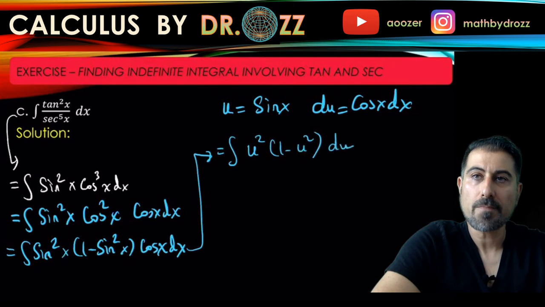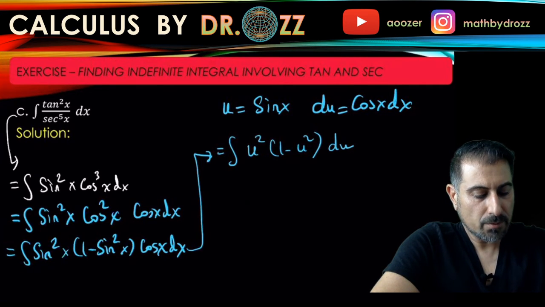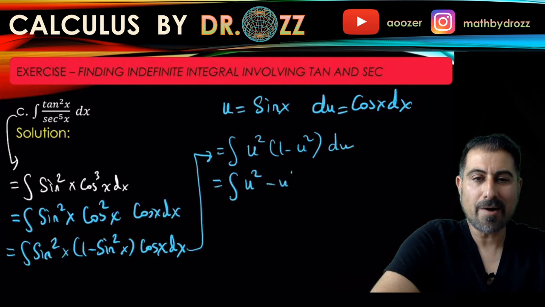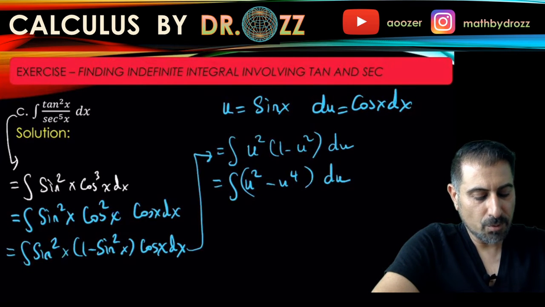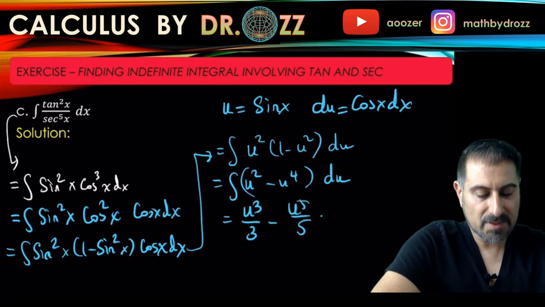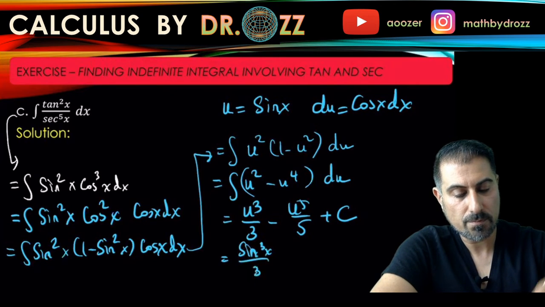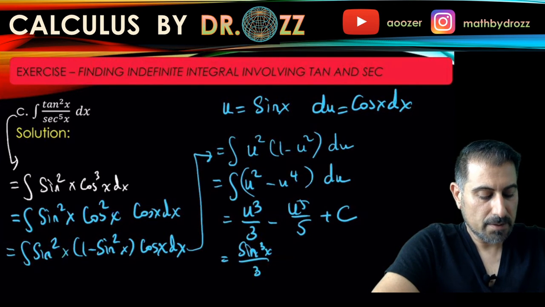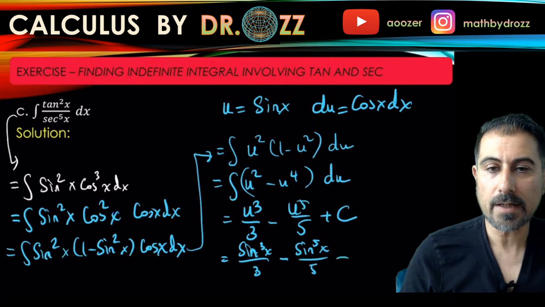Okay, so let's expand this out. u squared minus u to the fourth du. And now I can integrate this in one shot by using the power rule for integration, right? So u cubed over 3 minus u to the fifth over 5 plus c, okay? And u is sine x, so I'm done, right? Sine cubed x over 3 minus sine to the power of 5 x over 5 and plus the integrating constant.